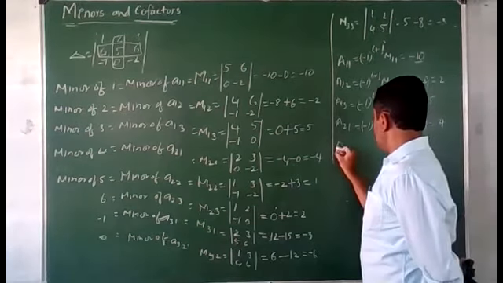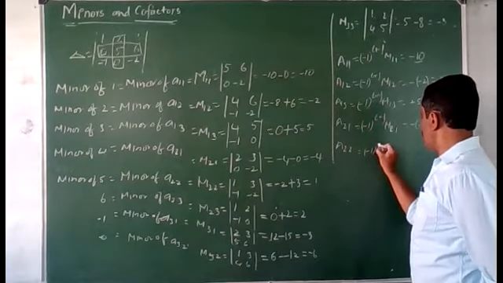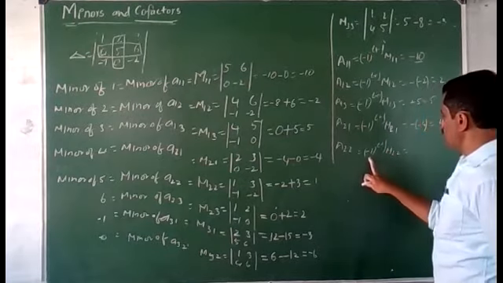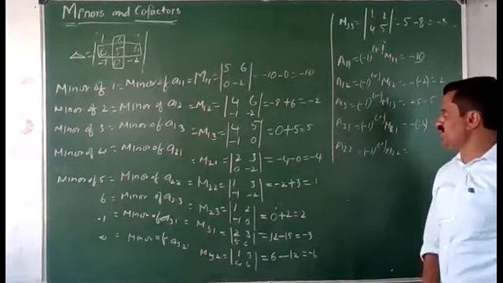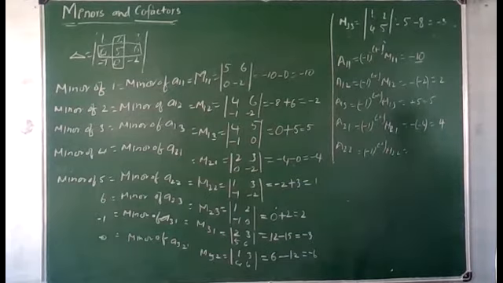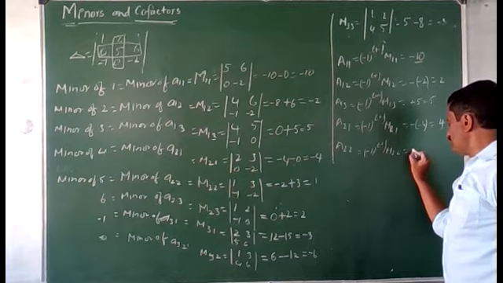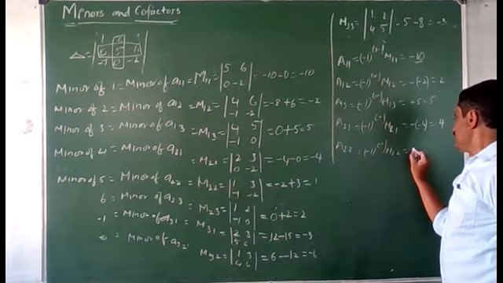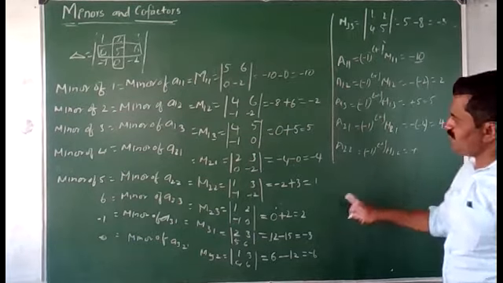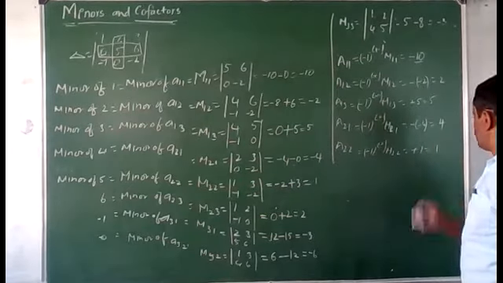Similarly, we have A22. That is equal to minus 1 whole to the power of i plus j into M22. That is minus 1 whole to the power of 2 plus 2, which is 4. So minus 1 whole to the power of 4 gives plus 1. Plus 1 into M22. What is the value of M22? We have M22 equal to 1. That is equal to 1.